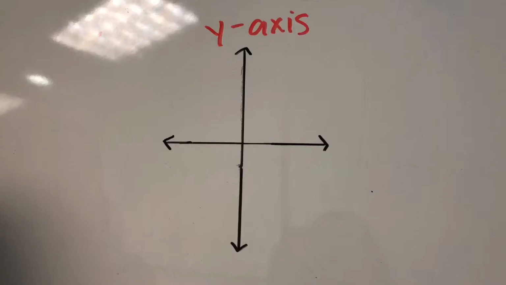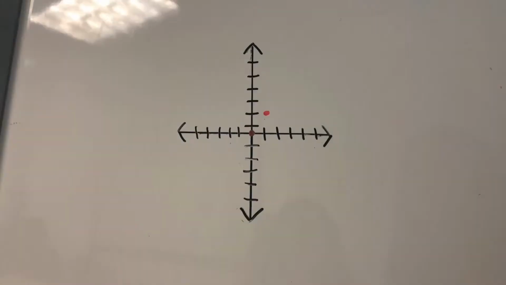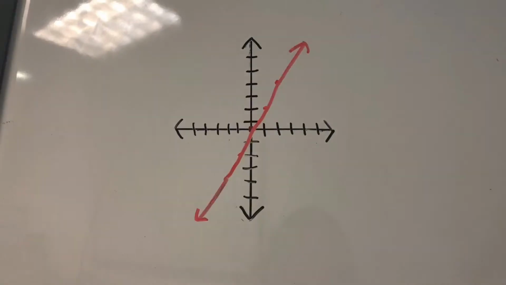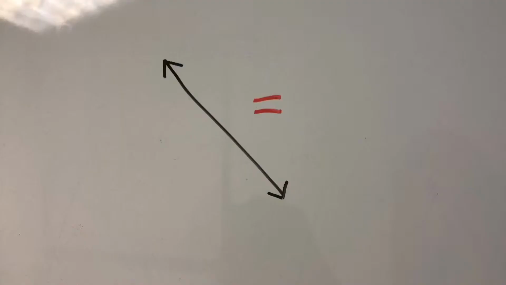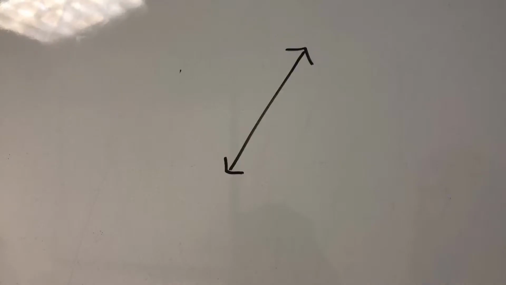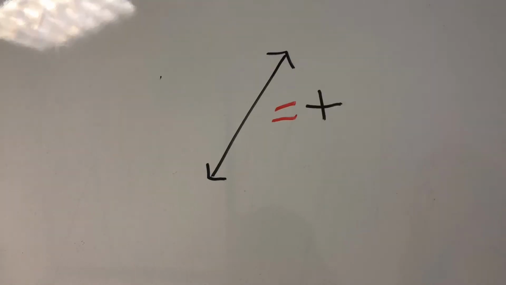In a graph, there is always going to be an X and Y axis. The slope is the measure or quantity of the steepness of a line in a graph. If the line goes from left to right and down, the slope is a -1. If the line goes from left to right and up, it's a positive slope.